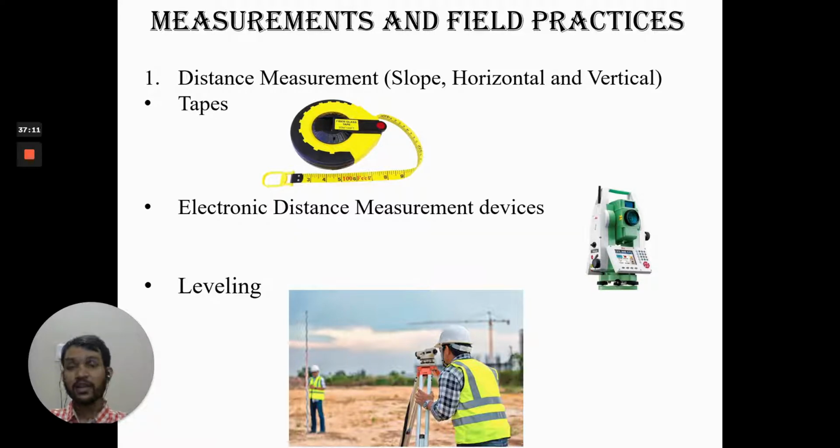One was the odometer wheel. A wheel was used that was traversed throughout. If the circumference of that wheel was known to us, and we knew how many revolutions that wheel took, we were able to calculate the distance moved by that wheel. So this is how we can also calculate the distances, or by using pacing.